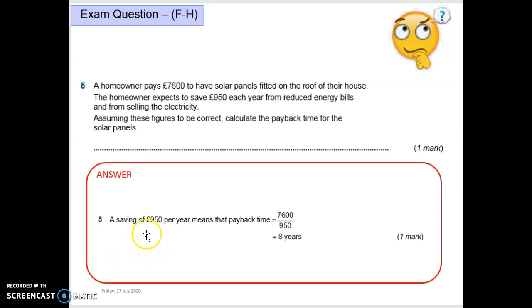Okay, so we've got to take our 7,600 and we've got to divide it by our 950. Okay, and that'll tell us it will take 8 years until we've paid back for the cost of the solar panels, and then perhaps we'll go on saving our £950 each year from then on.